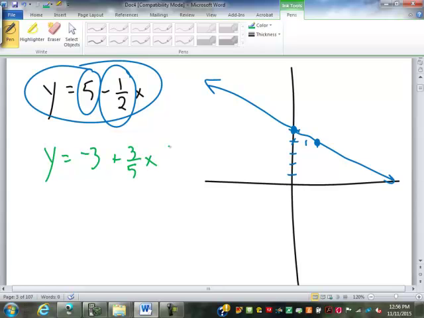So this one, where do we start? The number that's added or subtracted from the x is the negative 3. So we go down 3. And from there we go up 3 and over 5. 1, 2, 3, 4, 5.